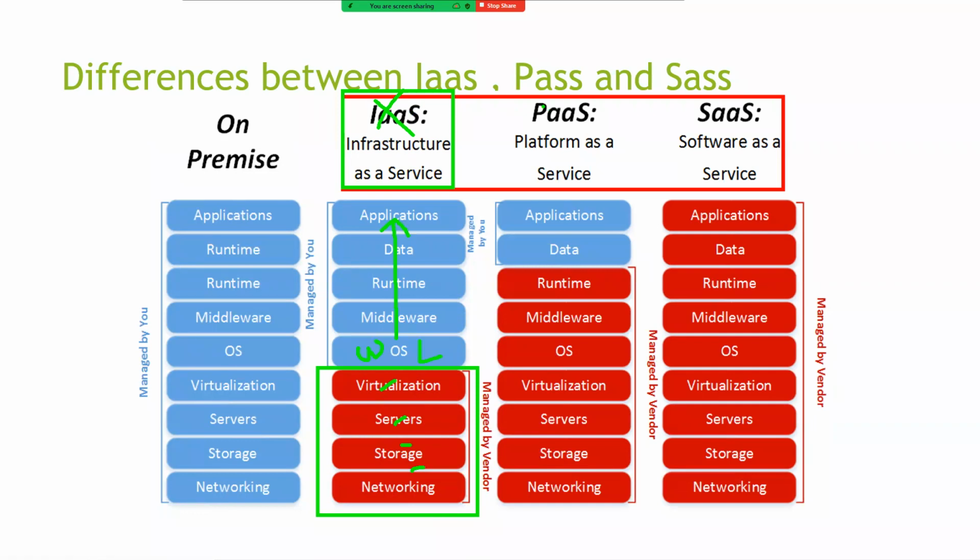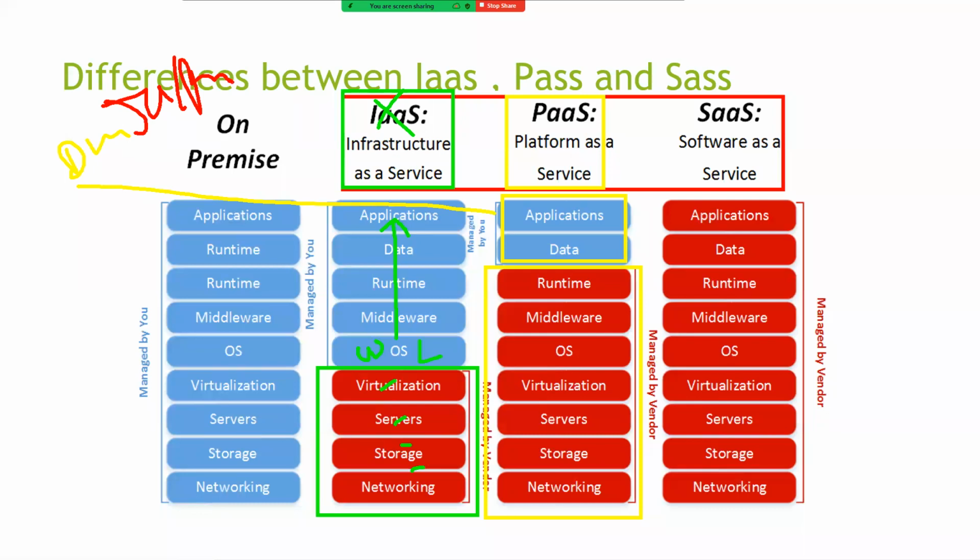If you go for PaaS, everything, the runtime and all the infrastructure, they have provided. You just have to take care of only your application part. The application may be .NET, or else Java, PHP, Python, Ruby. That all depends on your requirement.